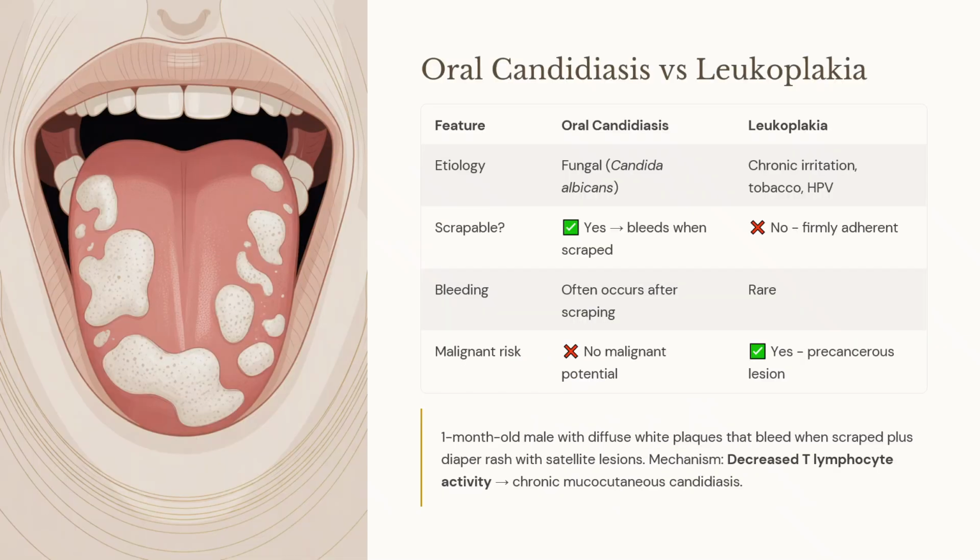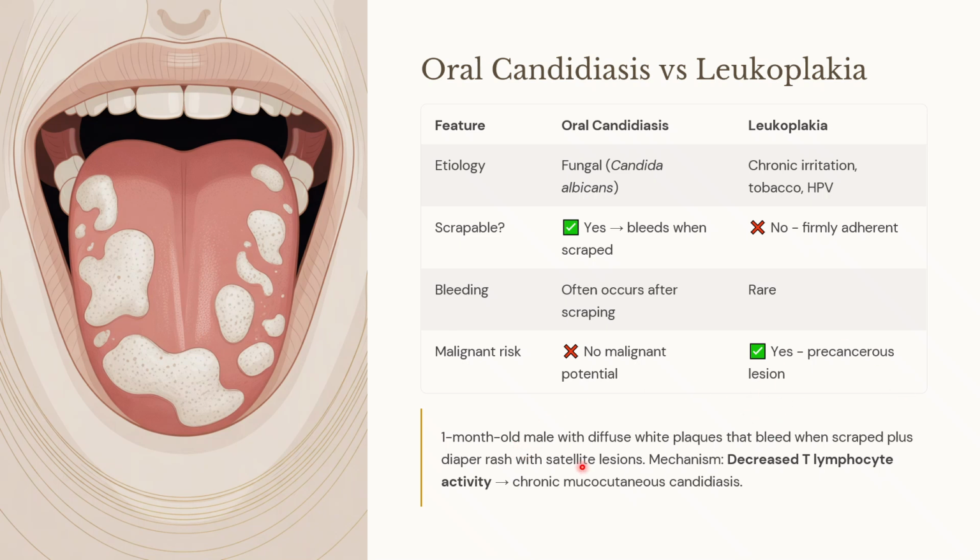Let's see the differences between oral candidiasis versus leukoplakia. Oral candidiasis is due to a fungal infection like Candida albicans. Chronic leukoplakia can be because of chronic irritation, tobacco, and HPV. Epstein-Barr virus is associated with hairy leukoplakia. Which of these is scrapable? Oral candidiasis is scrapable, but it does bleed. Leukoplakia is not scrapable and it is firmly adherent. Oral candidiasis has no malignant potential and it is treated with antifungals. But leukoplakia can be a precancerous lesion.